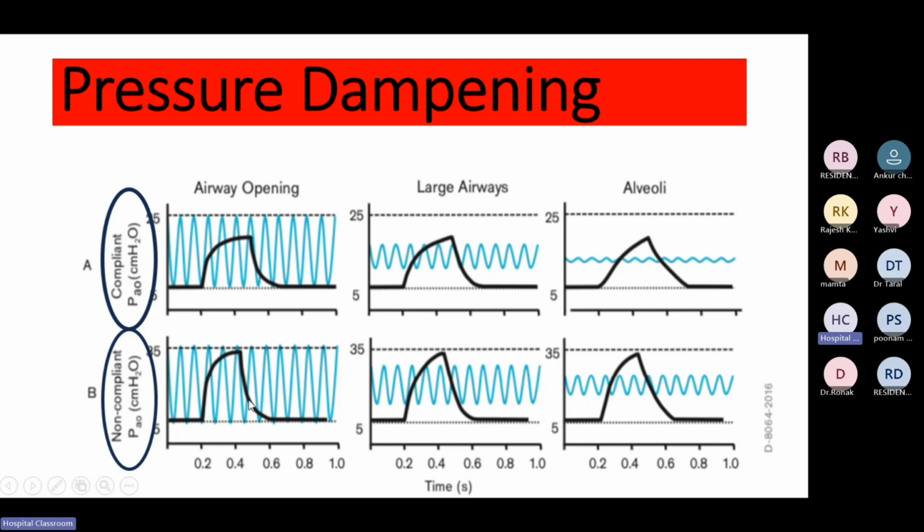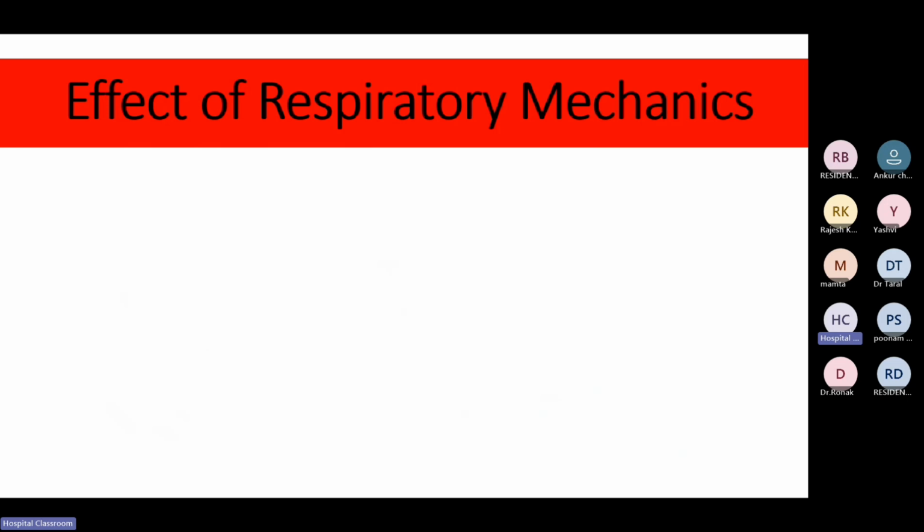In those babies, whatever pressures you set, there will be pressure dampening, but it will be relatively lesser. So here the pressure reaching the alveoli is relatively less, but here you are able to transmit a relatively higher pressure onto the alveoli. The implications of this we'll discuss in the next slides.